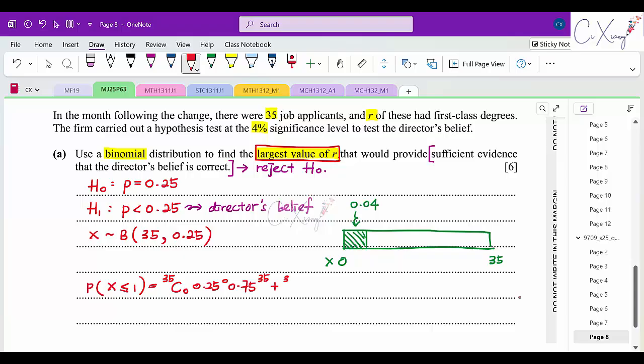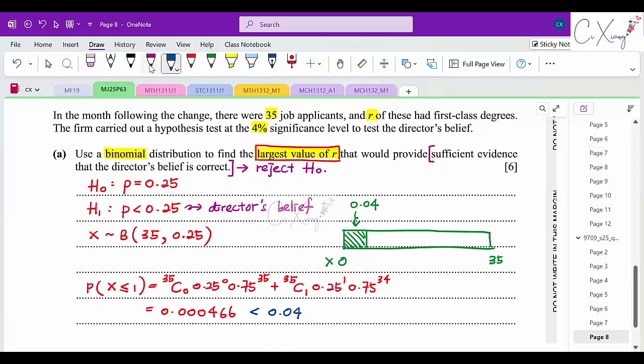Then the next one is x equals 1, so 35C1, 0.25 power 1, 0.75 power 34. First of all, you try to get the value for this one, and you realize that it is 0.000466, correct to 3 significant figures. And then when you compare this with your area, it is 0.04, right? The significance level is 0.04. This value is still very much smaller than 0.04.